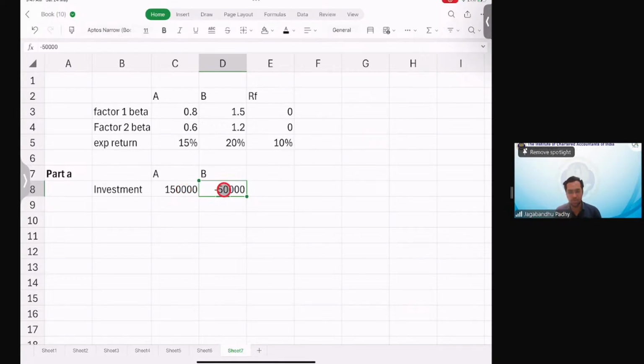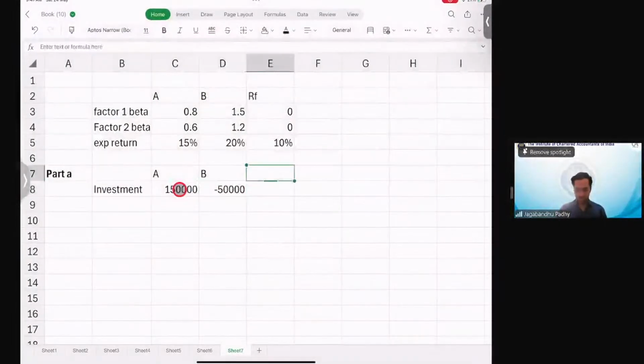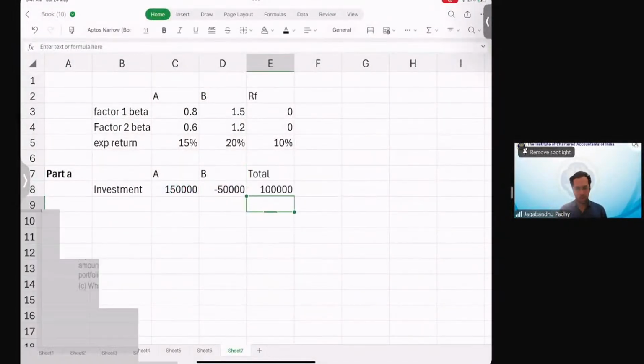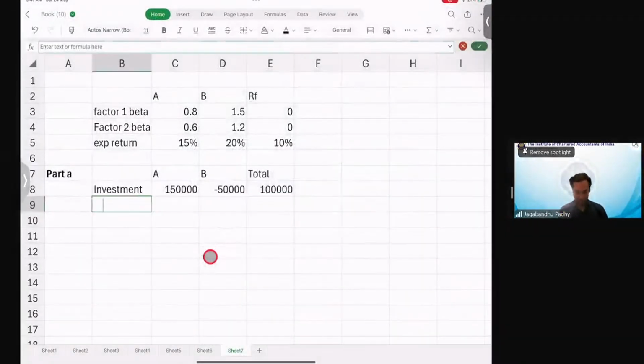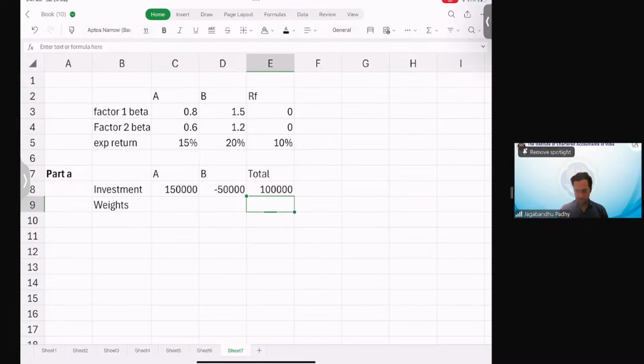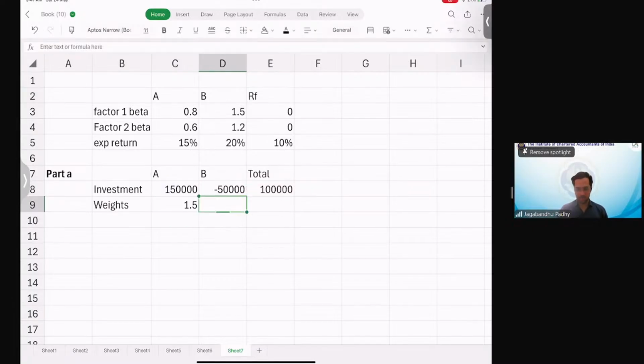Okay, so 50,000 short sold of B and 1 lakh of yours, that's invested in A. So the total investment is definitely 1 lakh. Now it says what is the sensitivity of the X portfolio to the two factors. So let's first get the weights. The weightage is 1,50,000 divided by 1 lakh, which is 1.5, and here the weightage is minus 0.5. Total weightage is 1, right?